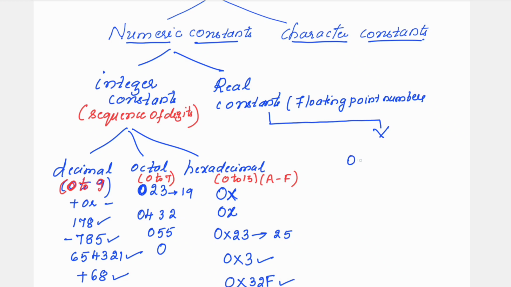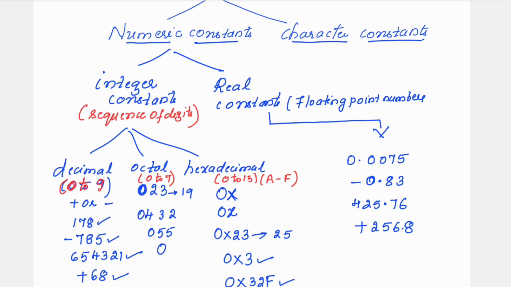Suppose I'm writing 0.0075, this is a valid real constant and I can use a minus sign. First and foremost rule is what? Real numbers have the decimal point included. It's not that all floating numbers will always begin with 0. This is also a valid real constant. You can put the decimal point here. Then you can use the plus symbol also. Fine. These are the different examples.